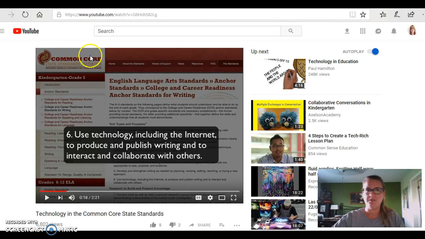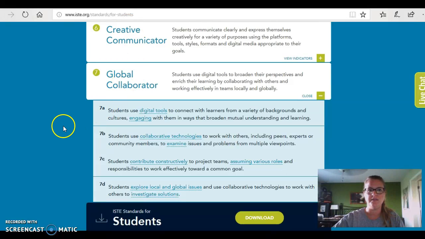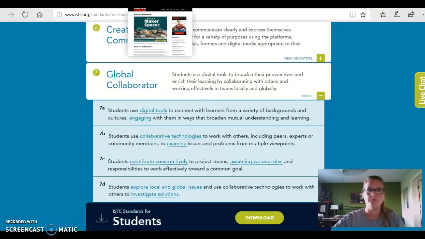This obviously would satisfy the anchor standard for using technology, including the internet, to produce and publish writing. But the biggest key is to collaborate with others. That piece is fundamental in this project. Here in the ISTE standards, I feel like it would also work with the global collaborator part, and that would allow the students to work together from two different schools, but they could still work and communicate with one another. So different age groups, different buildings, but yet they're working together as a team.